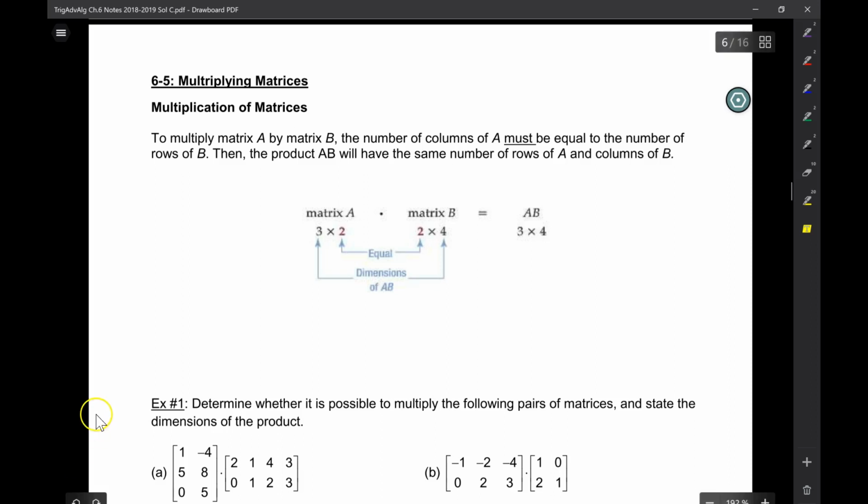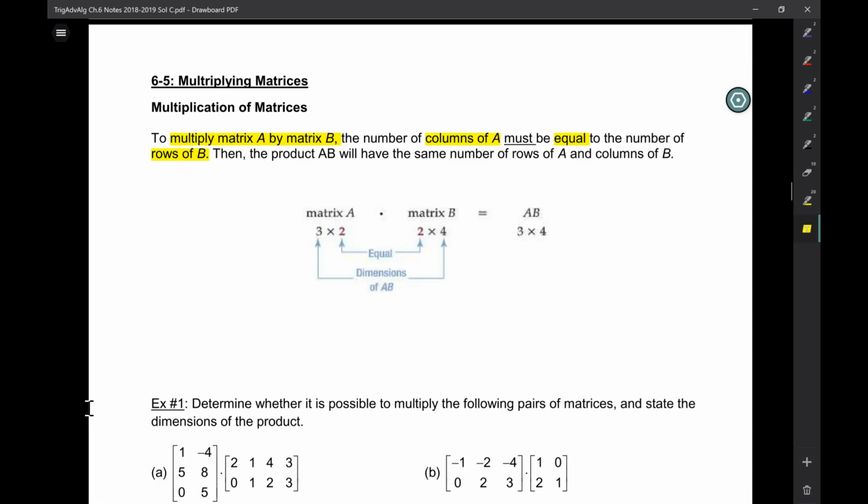So what was the requirement to be able to add or subtract matrices? They need to have identical dimensions. 3 by 4, 3 by 4, 5 by 7, 5 by 7. Now, to multiply a matrix A by a matrix B, the situation has to be a little different. The requirement is the number of columns of A must be equal to the number of rows of B. So columns of one, rows of the other.